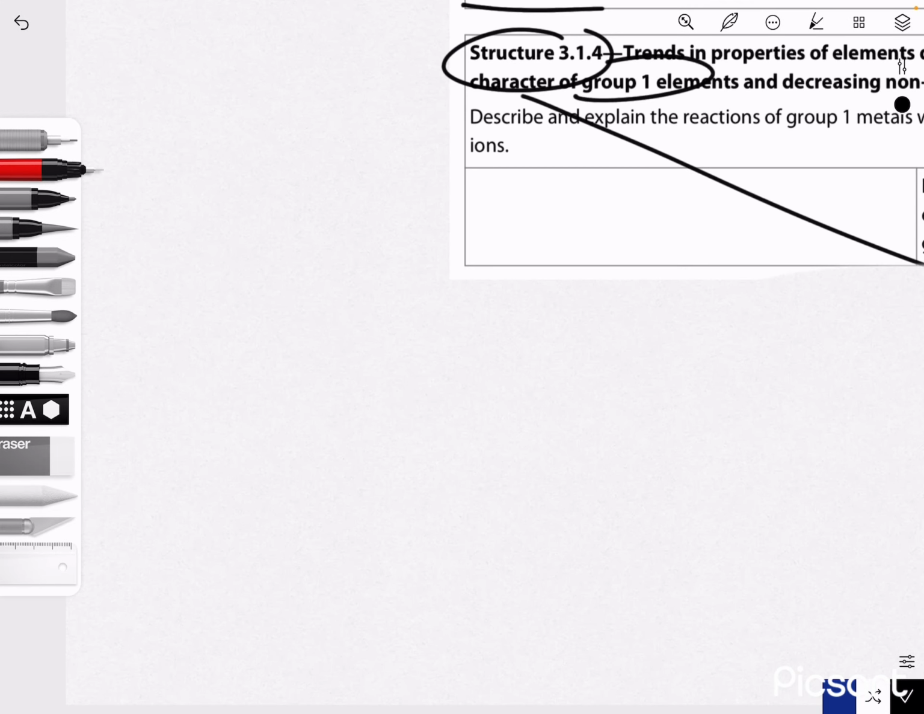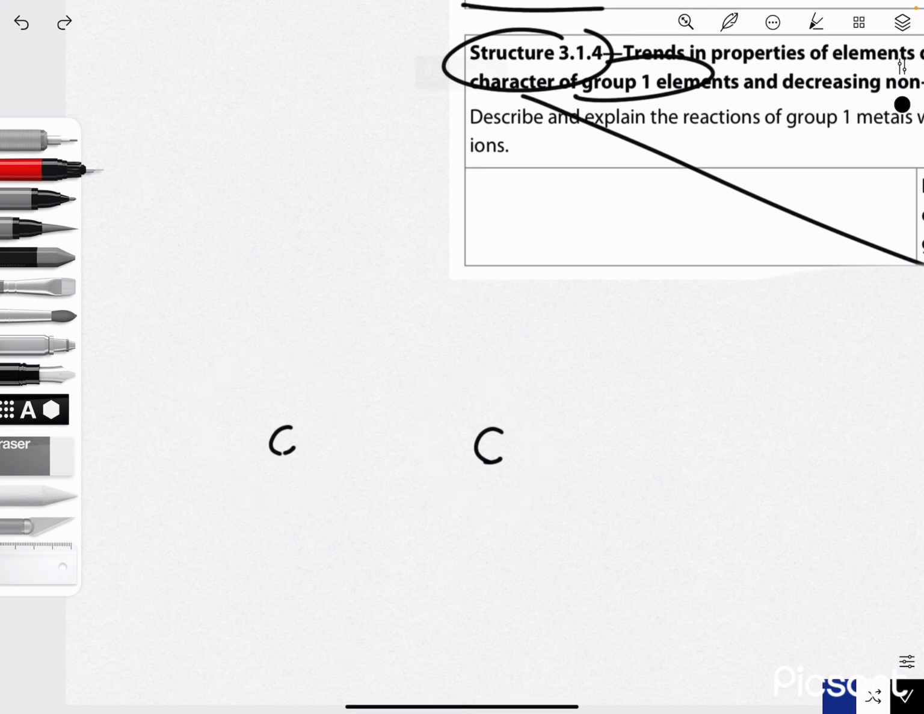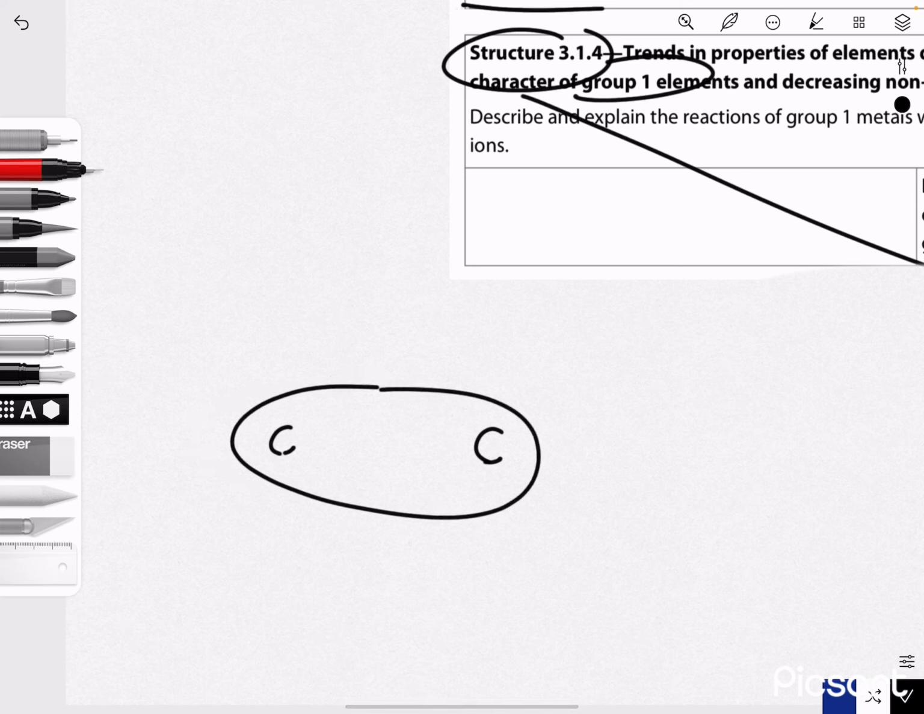Let's say that we have 2 carbons here. Now each carbon will have its own s orbital, right? But what happens in bonding is that they essentially become one. We draw them together. And this is just your sigma orbital, or just s.